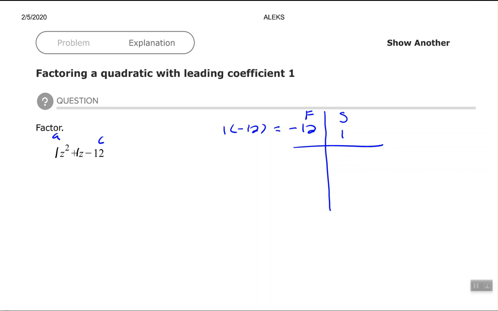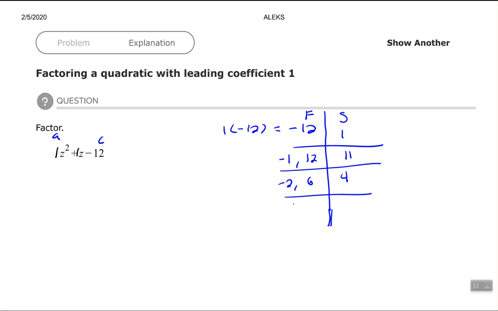Okay, now the only way that we can multiply to get a negative number is a positive and a negative. Now I know I need my sum to be positive, therefore the number with the larger absolute value should be positive as well. So let's look at the factors of 12. We know that 1 times 12 is 12, so negative 1 plus 12 is positive 11. So that doesn't work. 2 will go into 12. 12 divided by 2 is 6. So negative 2 plus 6 is positive 4. So that pair doesn't work.